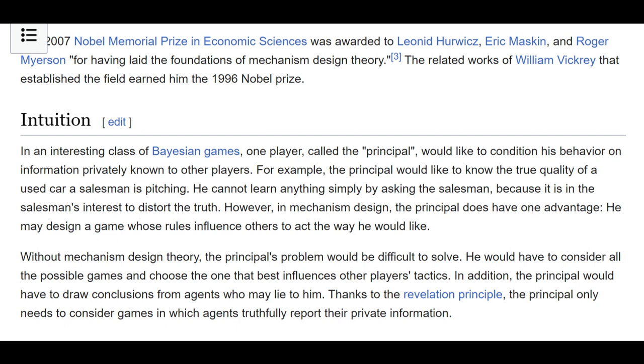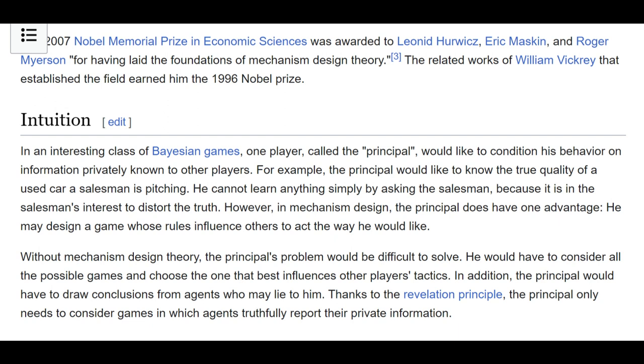One way out is that the principal would like to condition on information privately known to other players. For example, the principal would like to know the true quality of the used car the salesman is pitching. He cannot learn anything simply by asking the salesman, because it is in the salesman's interest to distort the truth.